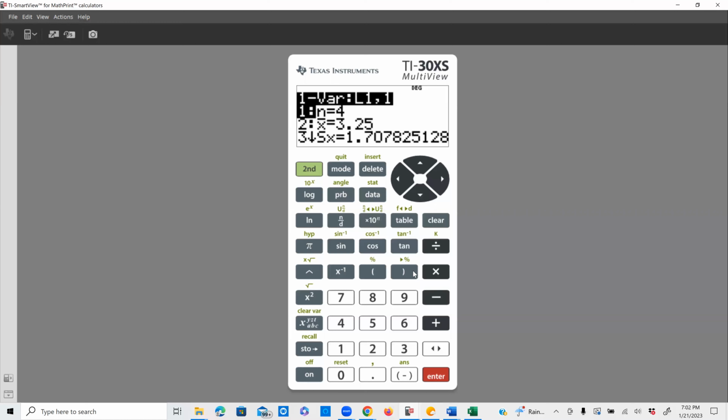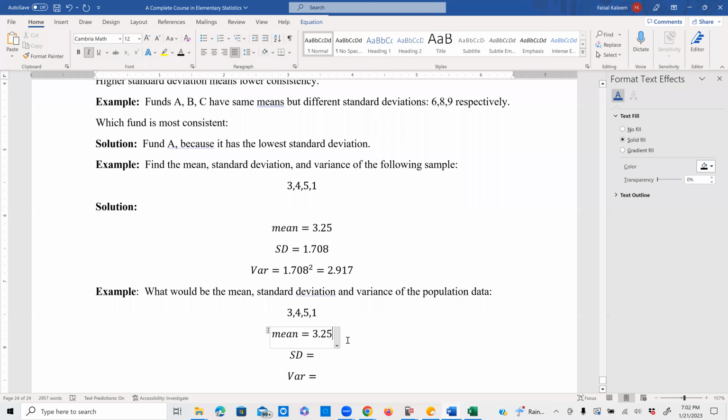And now let's see where on the calculator we have the population standard deviation. So if we scroll down on this screen, this is Sx, which is the sample standard deviation. We go down, we have sigma x. Remember, S was the symbol for sample standard deviation and sigma was the symbol for population standard deviation. So we see population standard deviation is 1.479. So we will record that. 1.479.